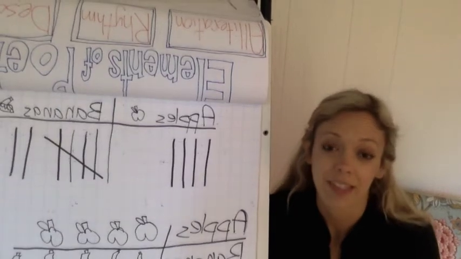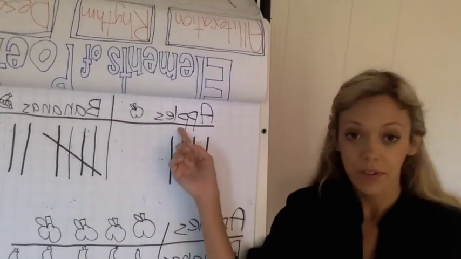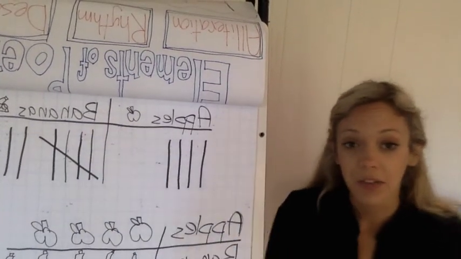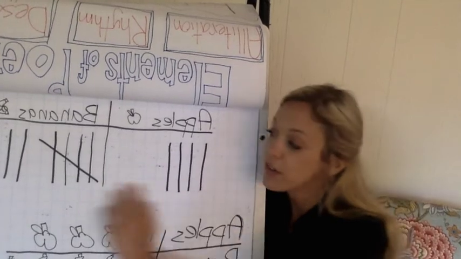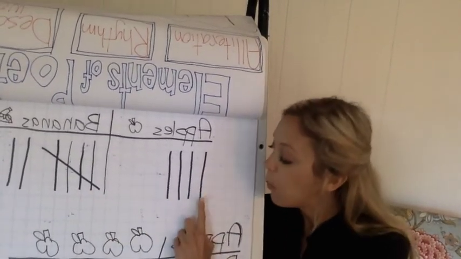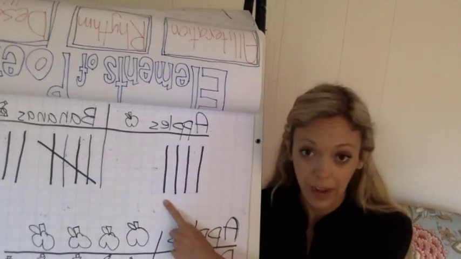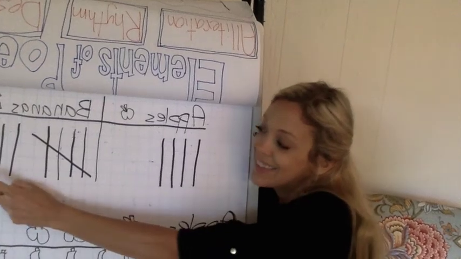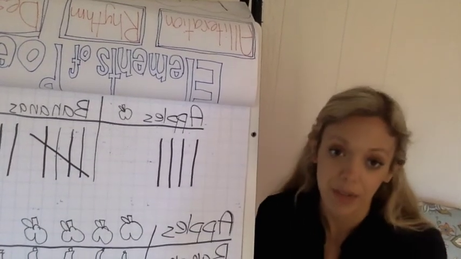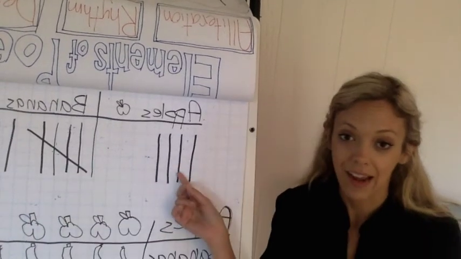We use tally marks to take data. I asked my students whether they prefer apples or bananas, and we tracked what the students answered by using tally marks. So you can see from our data that 1, 2, 3, 4 students preferred apples, and 5, 6, 7 students preferred bananas. So more students preferred bananas than apples.